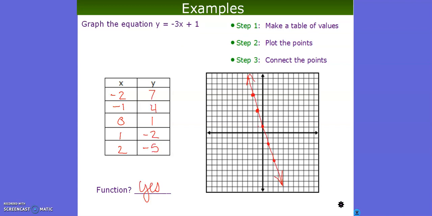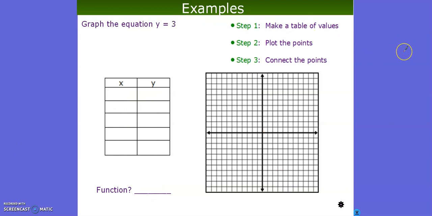Okay, your chart should look like mine. Yes, this is a function. I don't see any repeated x's, and when I take a look at my graph, I can drop my vertical line in there, and it will pass my vertical line test. Let's take a look at the next example.